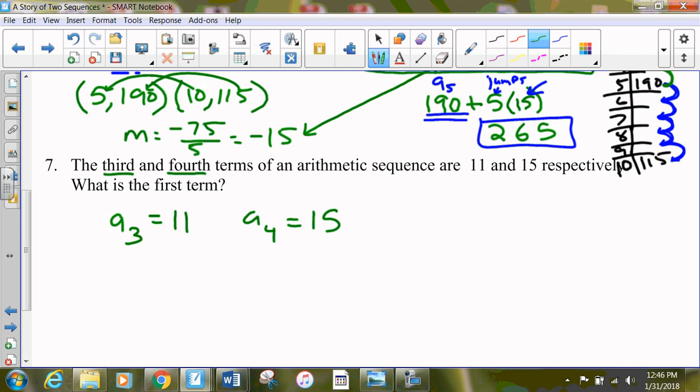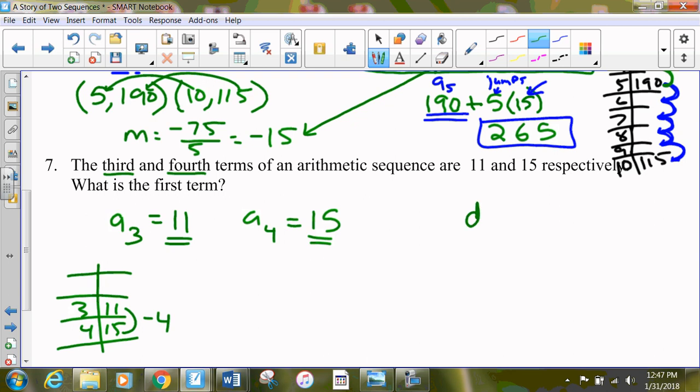I can tell that the jump to get from the 3rd term to the 4th term, right? We could look at a table, and if that's my 3rd term, and that's 11, and my 4th term is 15, we can tell that the jump was adding 4, right? So as we're moving down our table, we're adding 4, and that is going to be our D. So our D is going to be, okay, did I really do that? I did. 15 minus 11 is 4.